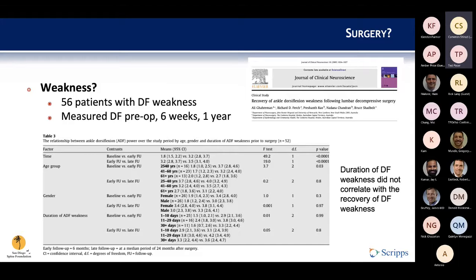Weakness: how important is weakness in terms of what results to expect? 56 patients with dorsiflexion weakness were looked at in this study, and to look at recovery, they measured dorsiflexion pre-op, 6 weeks and 1 year out. And essentially, the results came down to the duration of the dorsiflexion weakness not correlating with the recovery of dorsiflexion weakness. As you can see from this last section here, neither of those was statistically significant.